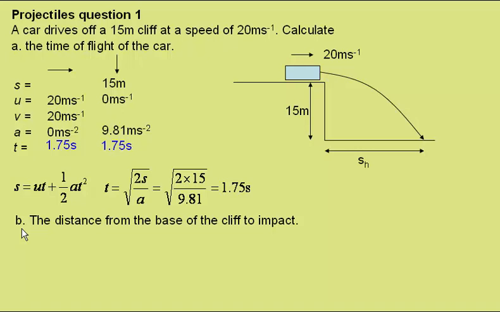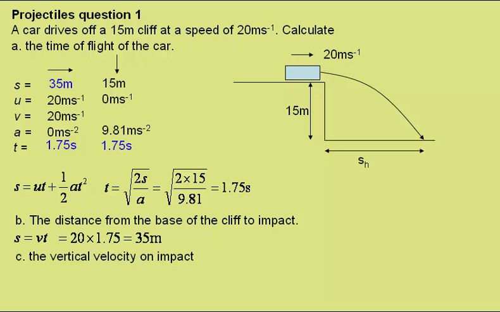Now I have the time, this is easy. I have the horizontal velocity, I have the time, and displacement is equal to velocity multiplied by time, and in the horizontal direction this is just 20 meters per second times 1.75 seconds, giving a horizontal displacement of 35 meters, which I can now add here.